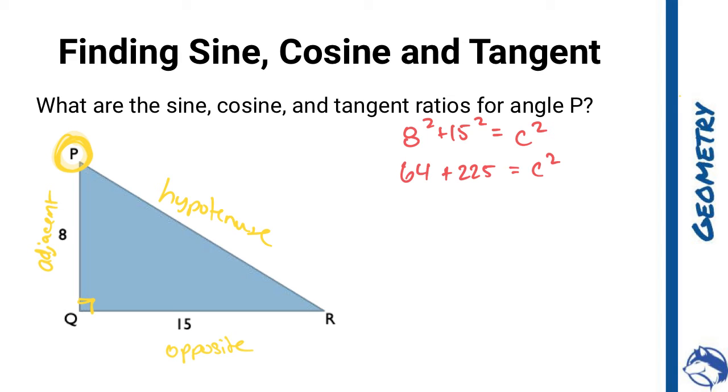So 225 plus 64, that's 289. And when you take the square root of that, you get 17 is equal to C. So I'm going to write that in right over here.